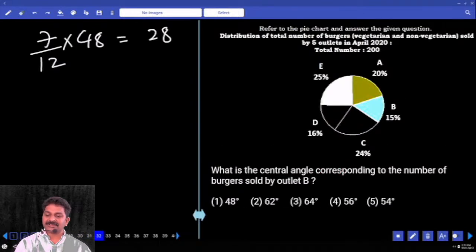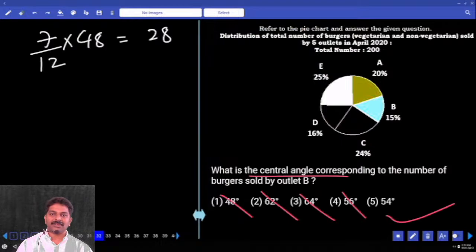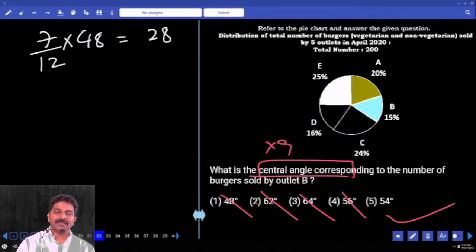What is the central angle? Stop. The central angle should be a multiple of? Yes, because 1% is 3.6 degrees, which is a multiple of 9. So whenever there is a question about central angle, the answer must be a multiple of 9.